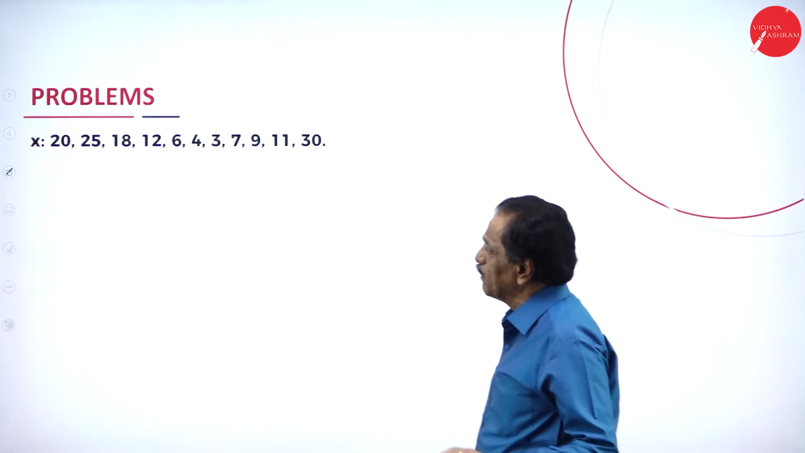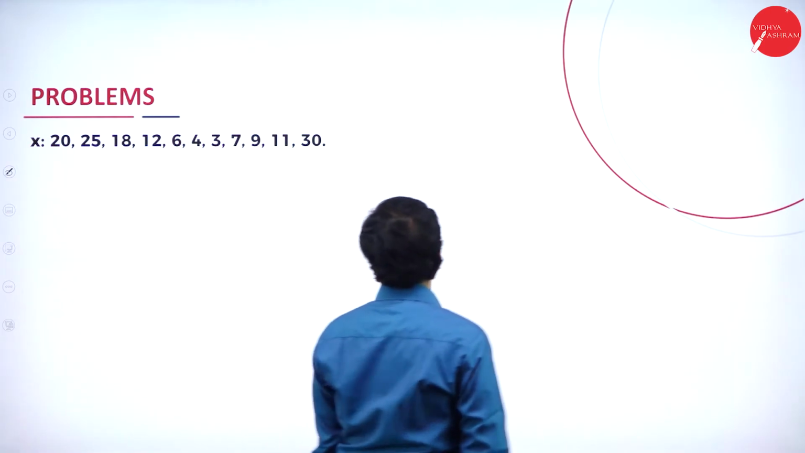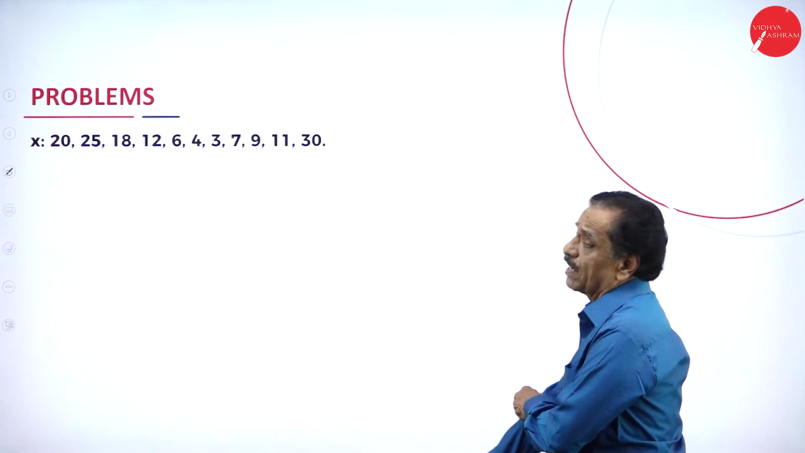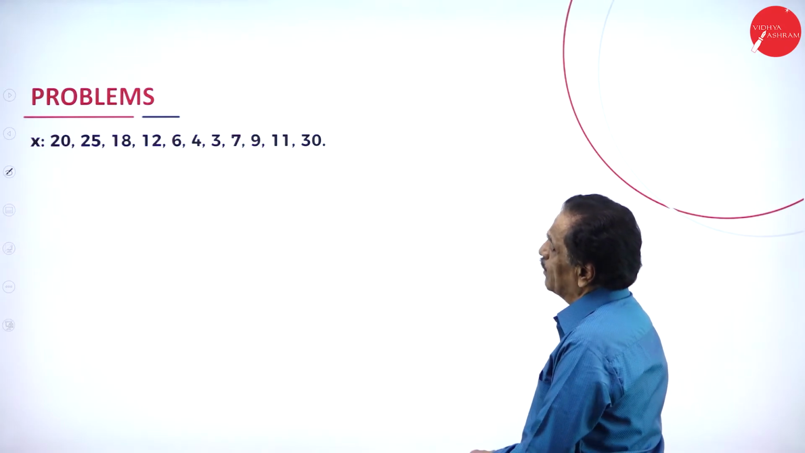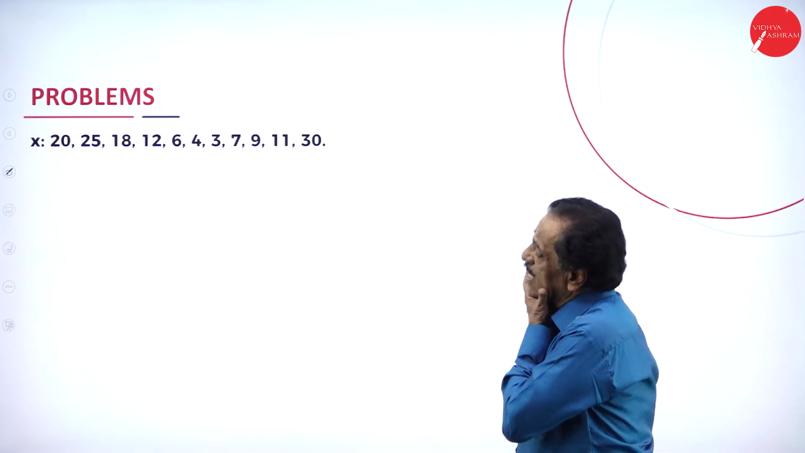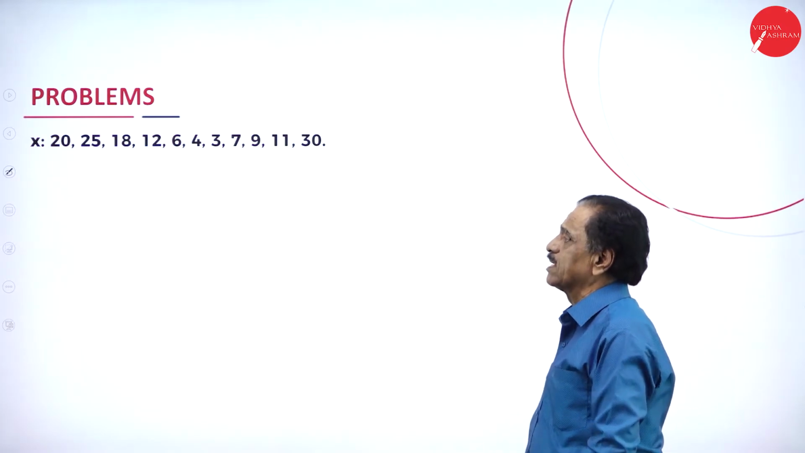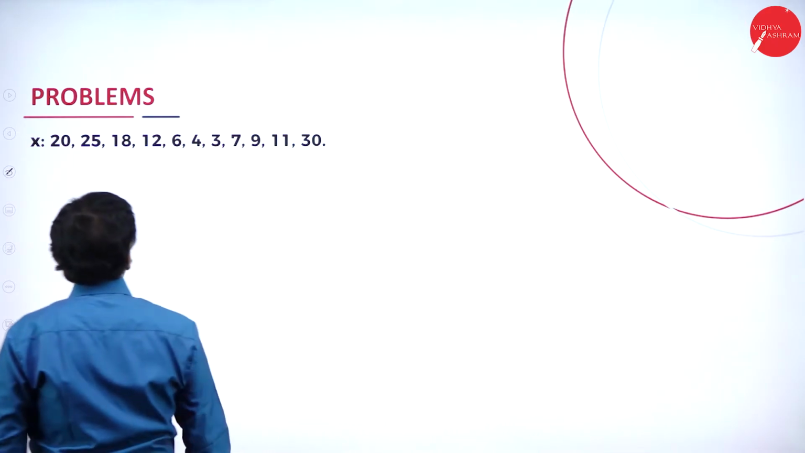So this is your number: 20, 25, 18, 12, 6, 4, 3, 7, 9, 11. Read out the numbers once again: 20, 25, 18, 12, 6, 4. Arrange the numbers in ascending order. Which is the lowest number?